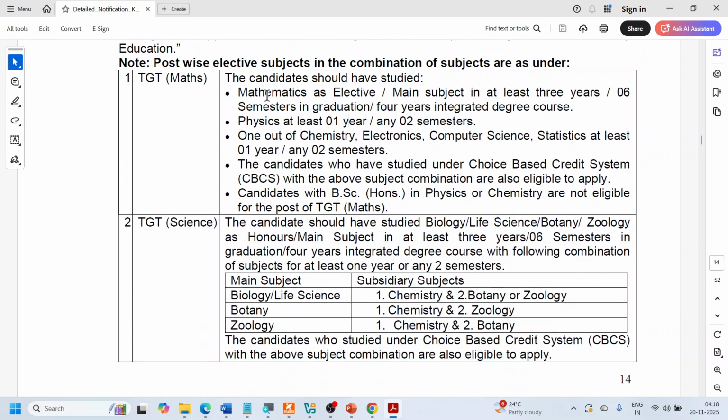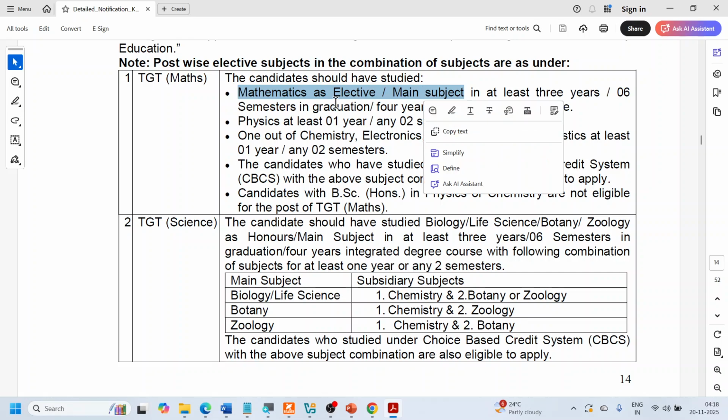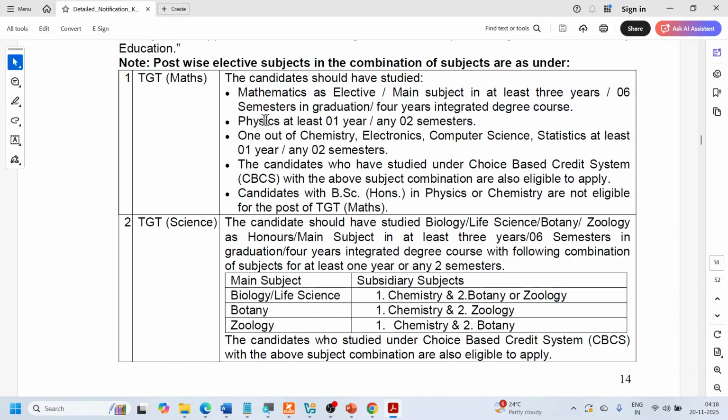So for mathematics, what is the criteria? You must have mathematics as an elective or main subject for at least 3 years. That means 6 semesters you have studied mathematics. So if you are from the state or NEP or SCP, for a NEP student, you have to have maths as one of your major subjects. For physics, what they have said is you have to have it for either 1 year or 2 years.